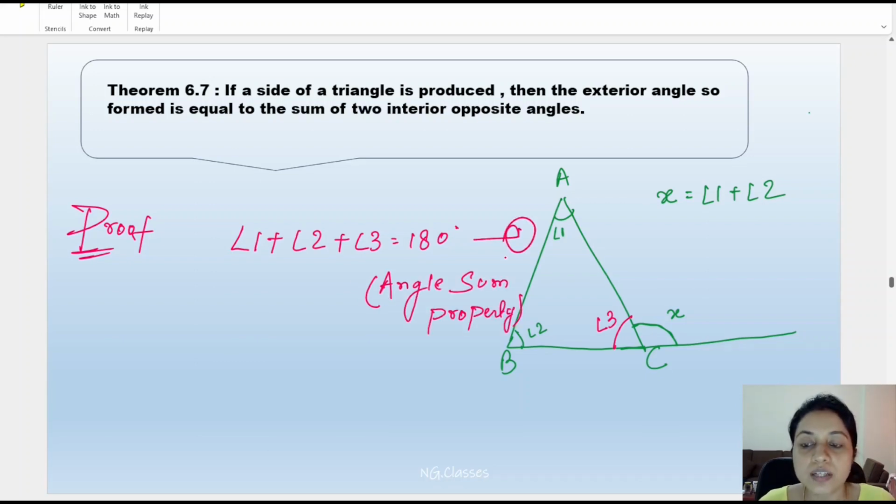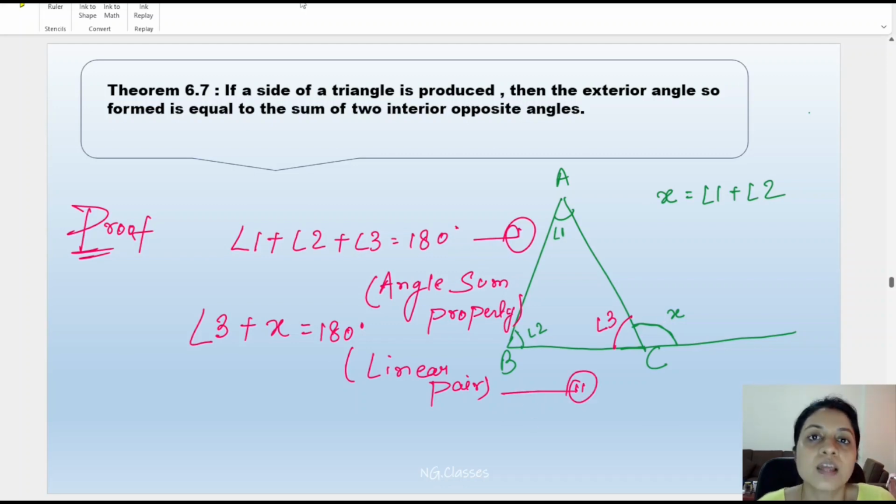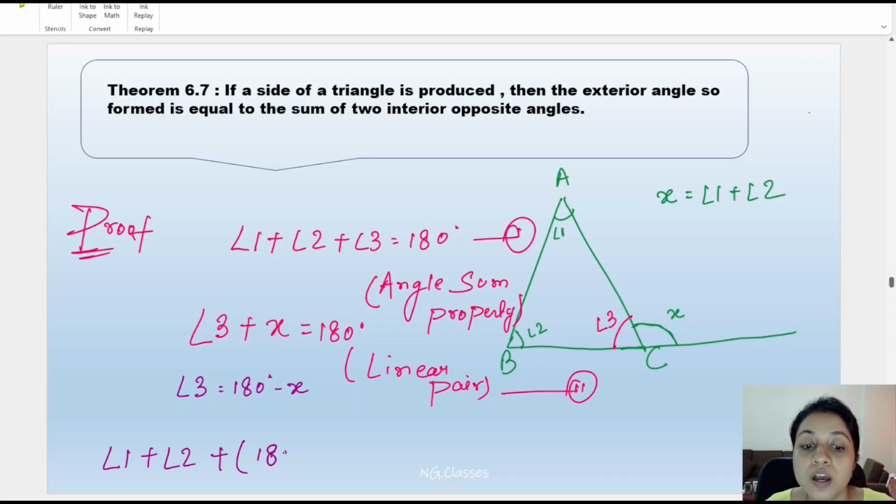Let's say it's equation 1, and we can also say that the sum of angle 3 and angle x will be 180 degrees because it's a linear pair. Can you see? Let's say it's equation 2. Now from equation 2, can we write angle 3 is equal to 180 degrees minus x? Let's substitute this angle 3 value in equation 1. So we are having angle 1 plus angle 2 plus angle 3. At the place of angle 3, I am going to substitute 180 minus x, is equal to 180 degrees.